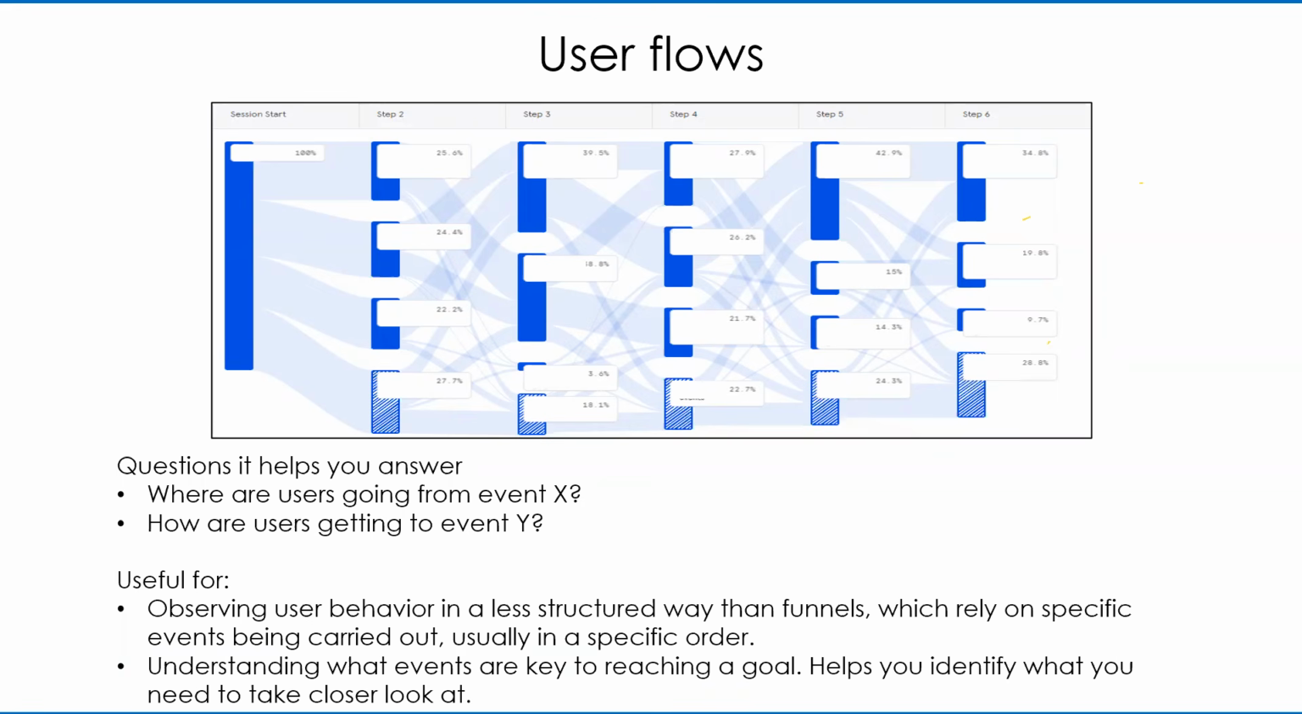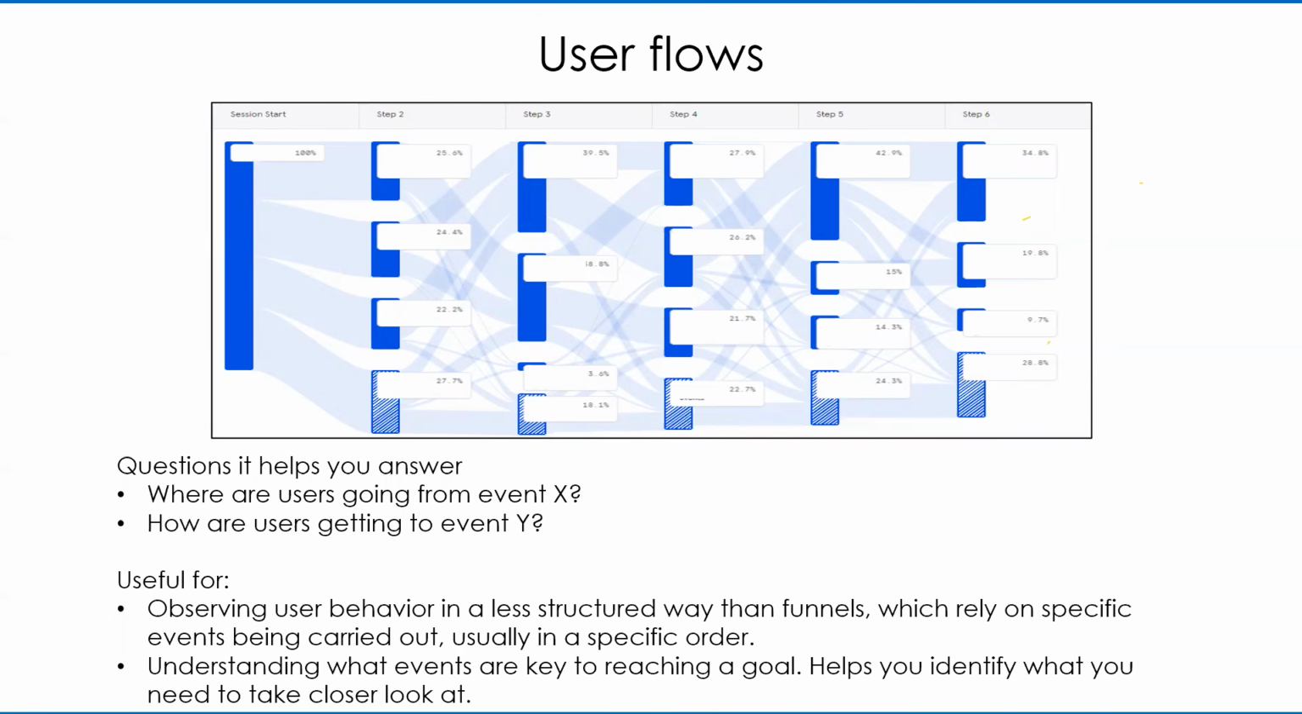Where are users going from event X? So if event X is my home screen, I might find 50% of them are performing a search, 20% are going through filters, 10% are going to different categories, and the rest are dropping off.